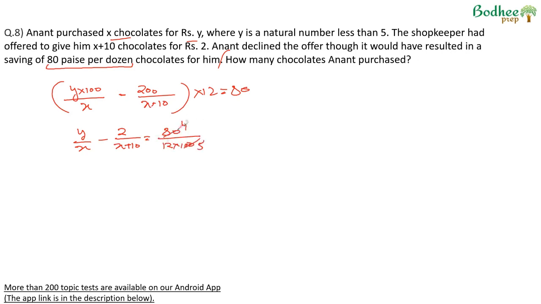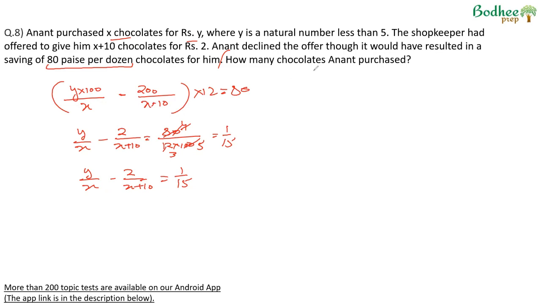This is 1 by 15 basically. So y upon x minus 2 upon x plus 10 is equal to 1 by 15. Since 1 by 15 is in the standard format, I can say x plus 10 has to be a multiple of 15. And ideally, x also will be something like that.